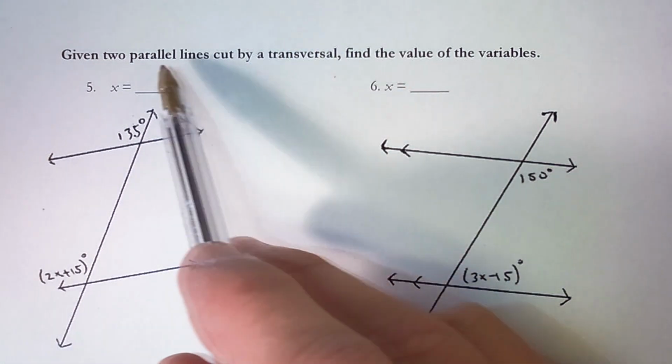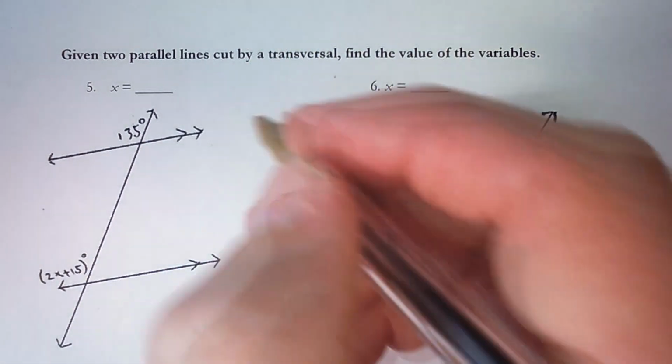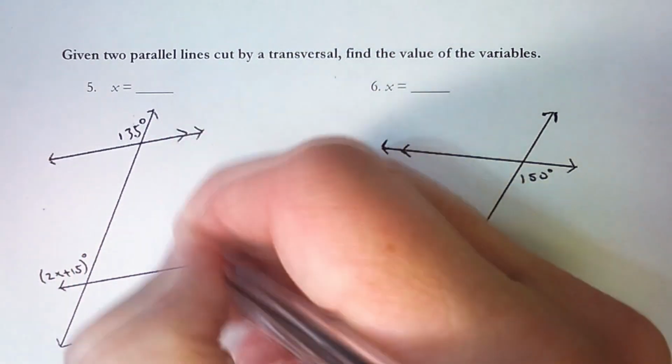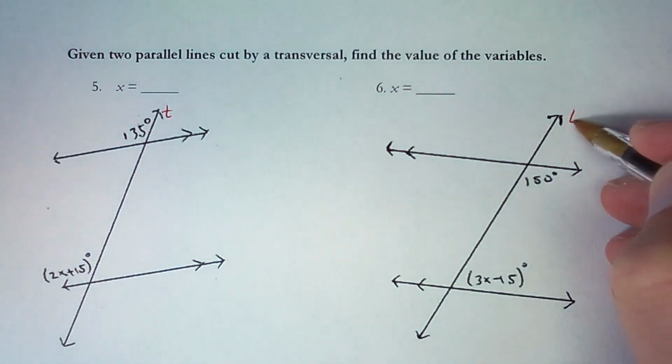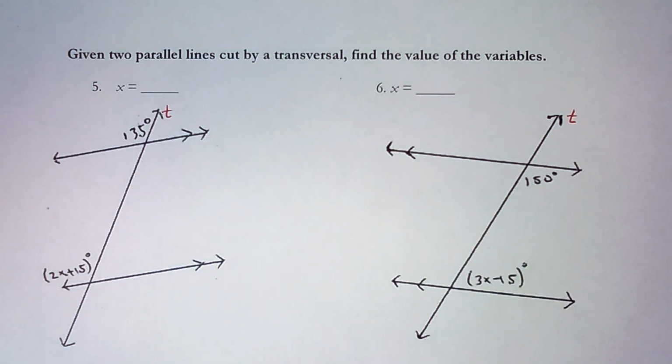Given two parallel lines cut by a transversal. So here's two parallel lines. Here's a transversal, same here, two parallel lines and a transversal. Find the value of the variables.